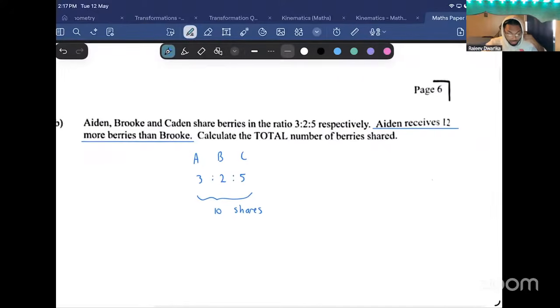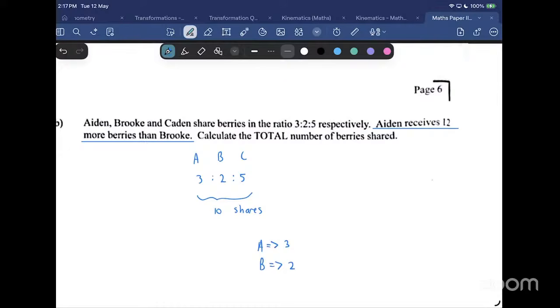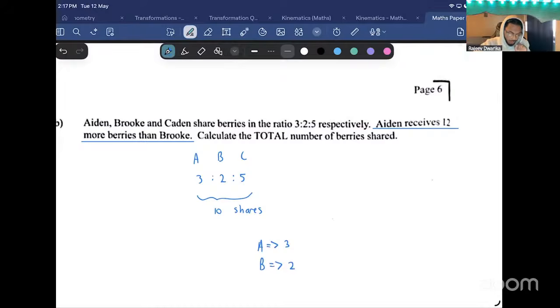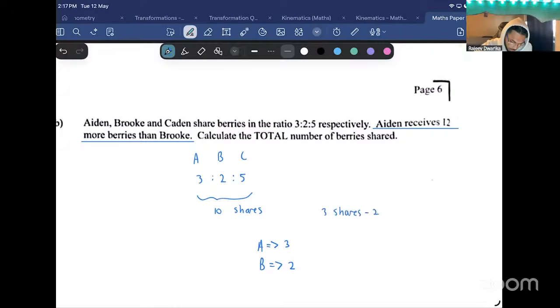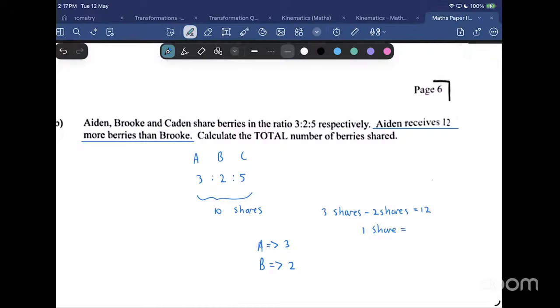So here's an easy way to figure this out. Aidan received 3 shares, and Brooke received how many shares? 2. So then, if you calculate the difference in shares, you would find how much more Aidan received than Brooke. So we have 3 shares minus 2 shares, and that would have to give us the 12. So in other words, 1 share is really what? 12 berries.